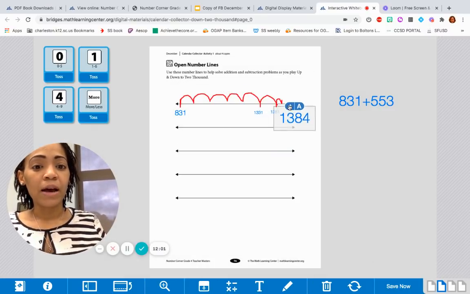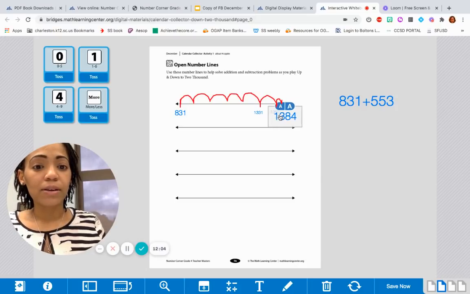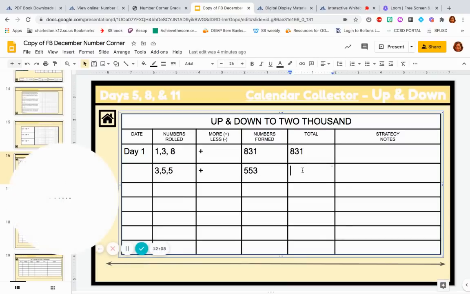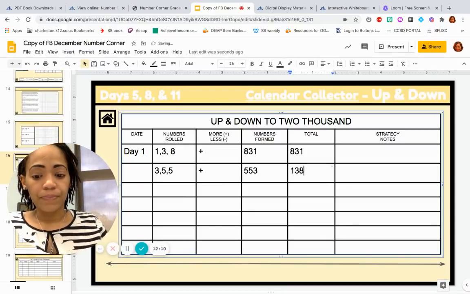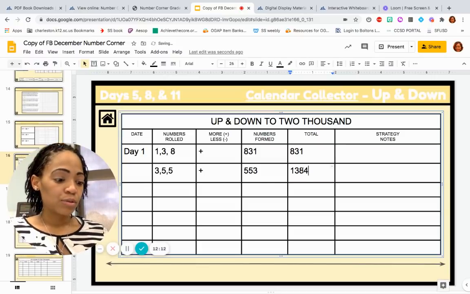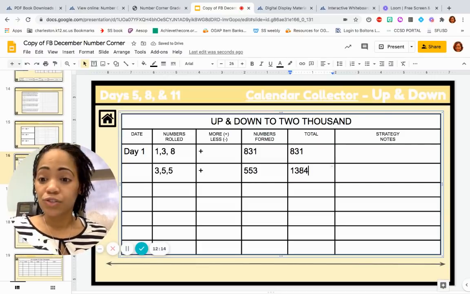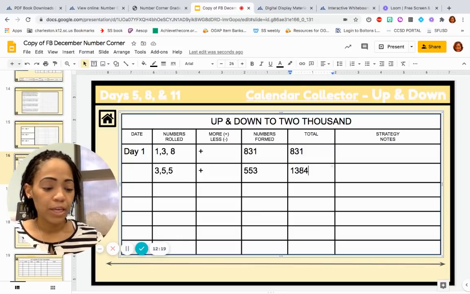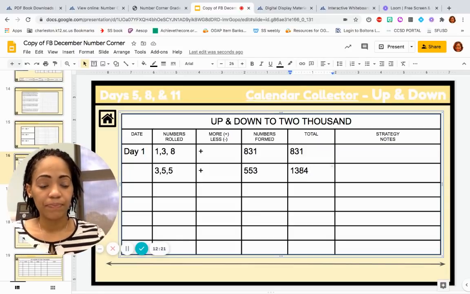So when I fill this out, and I'm going to put it here, I'm just going to make it bigger because we know that that's our answer, 1,384. And if I were to ask you to describe to me a strategy that you use to solve this problem, I hope that you would say what?